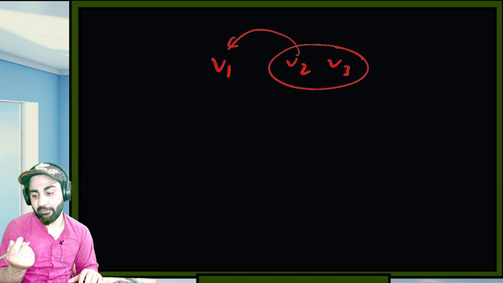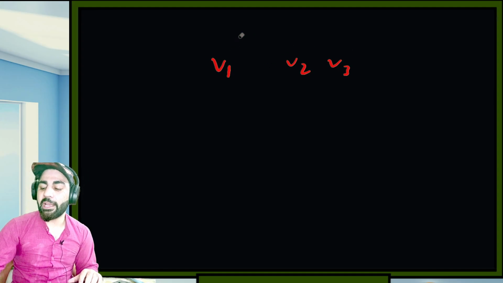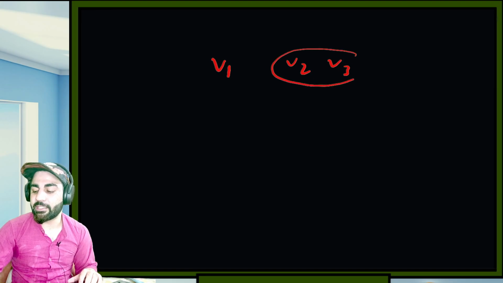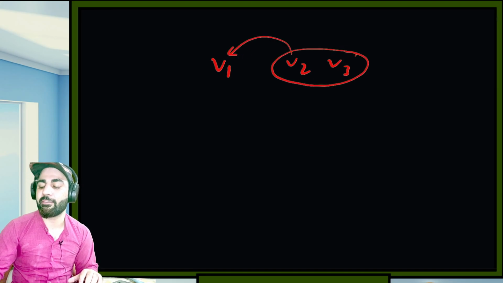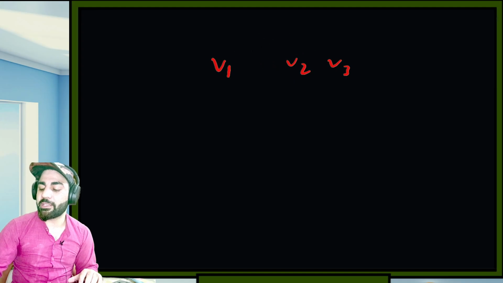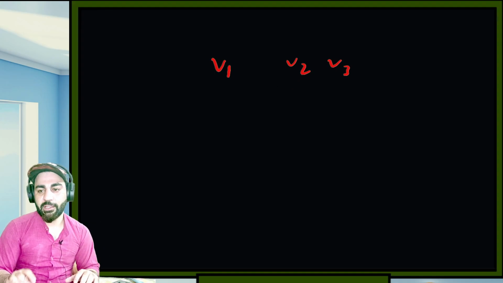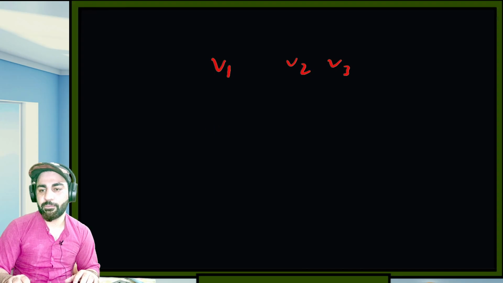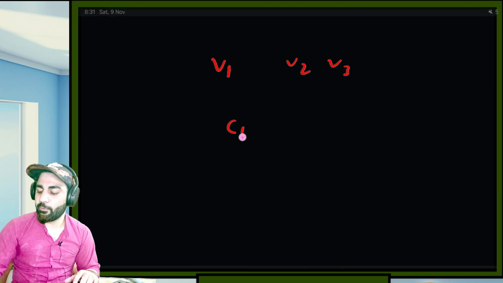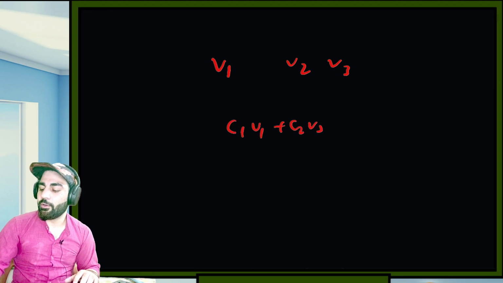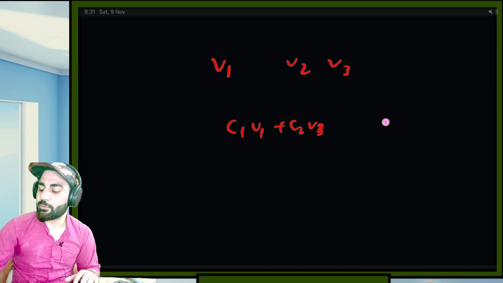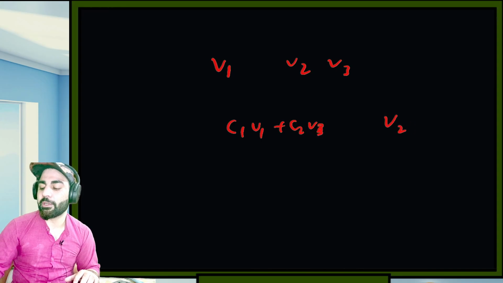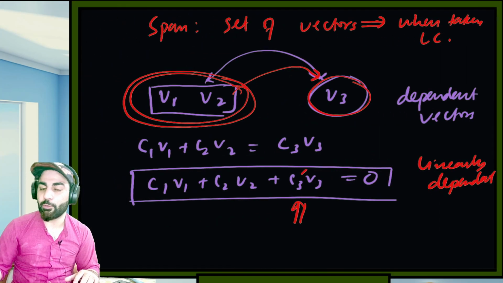Now the reverse case: if I take these two vectors and I am not able to get this v1 vector from them, and the same for the other cases, then I'll call these vectors linearly independent vectors. So c1 v1 plus c2 v2, I cannot construct some v2 vector from it. You can just put it mathematically the way I put it over here.